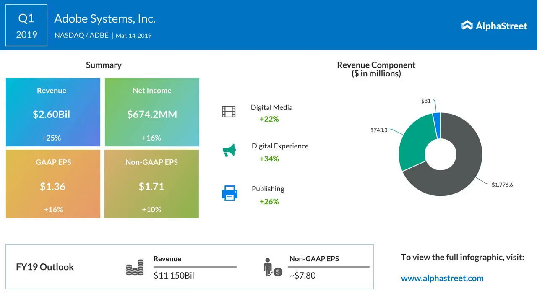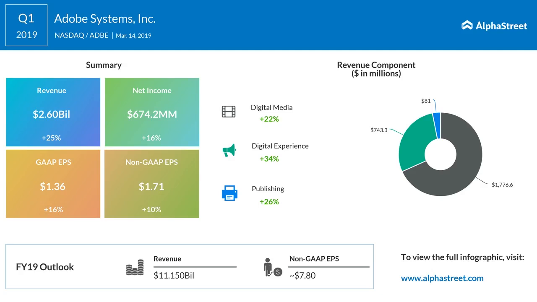In Q1 FY19, Adobe achieved record revenue of $2.6 billion under 606, which represents 25% year-over-year growth when compared to $2.08 billion reported in Q1 FY18 under 605. Q1 FY19 revenue would have been $2.58 billion under 605, which represents 24% growth.